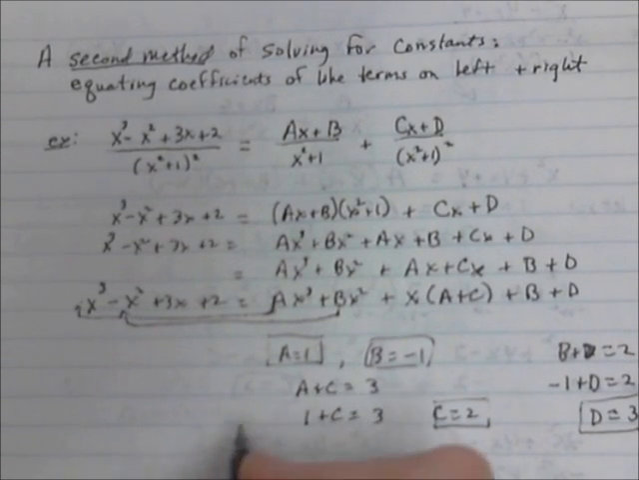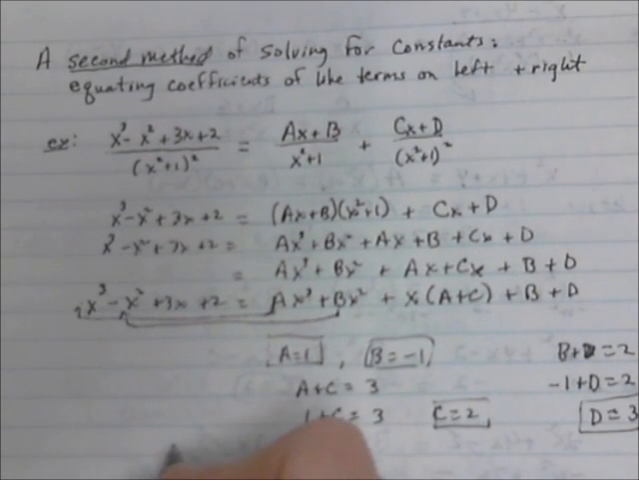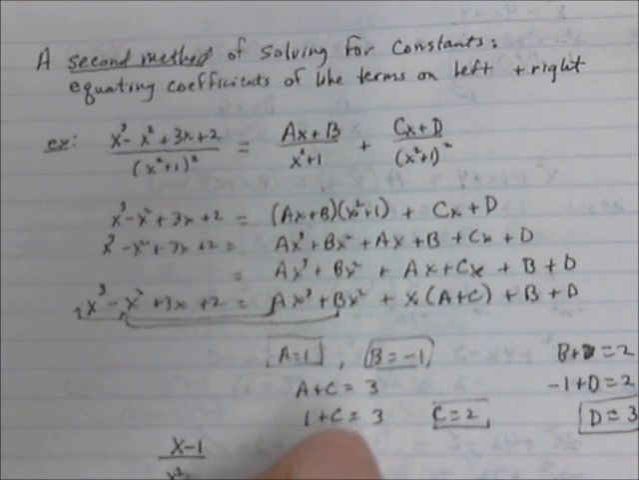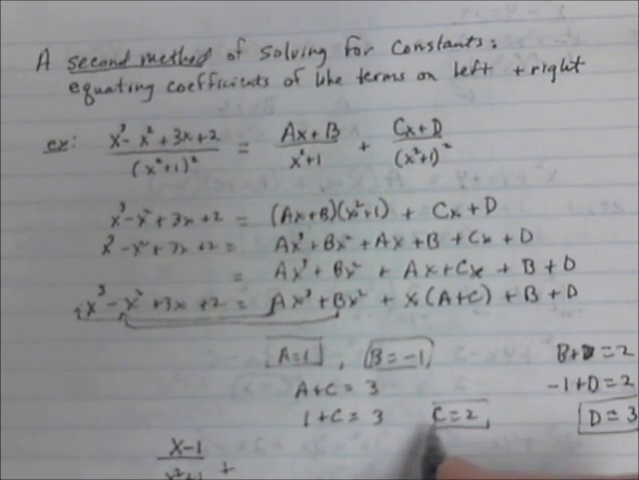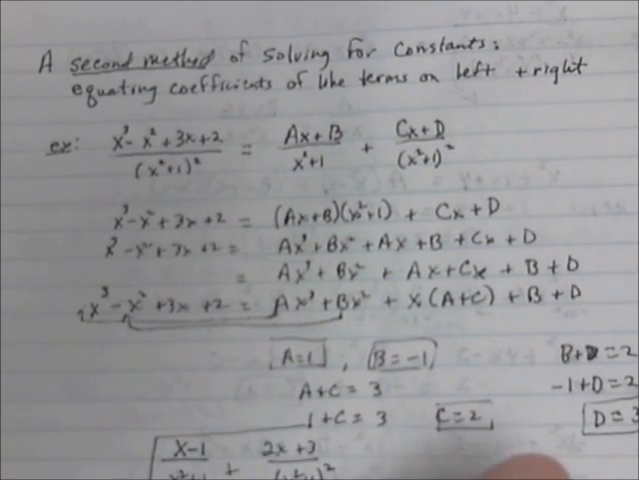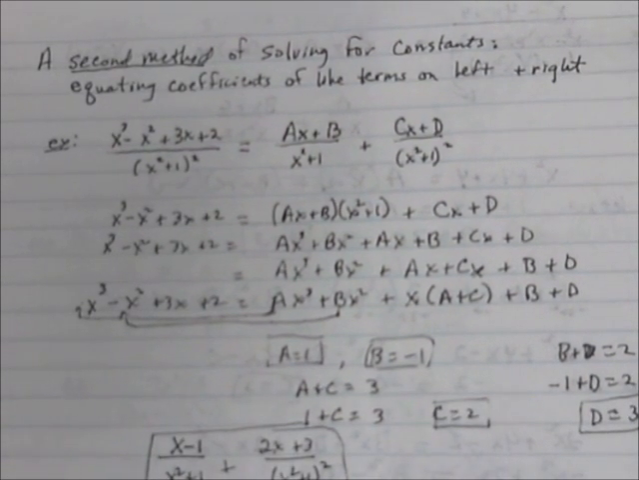and your final answer would be, let's see, a is 1, so you have (x - 1) over (x squared + 1), and c is 2, d is 3, all over (x squared + 1) to the second power. So that wasn't so bad after all, a, b, c, and d.